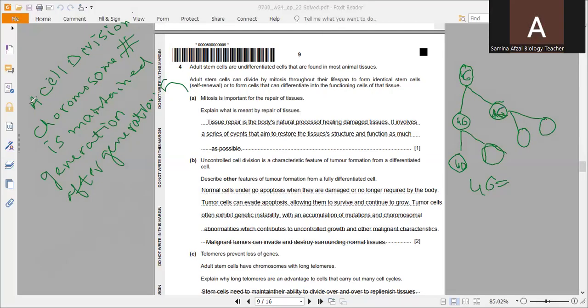And you can see this is what is meant by repair of tissues by mitosis. During the life process, you very well know that sometimes healing or tissue repair occurs, because tissue repair is the body's natural process of healing damaged tissues. It involves a complex series of events that aim to restore the tissue structure and function as much as possible. The initial response to injury is characterized by redness, swelling, heat and pain, which helps to remove damaged cells and debris and to initiate the healing process. Cells in the surrounding tissues begin to divide and migrate to the injured site, replacing damaged or lost parts.